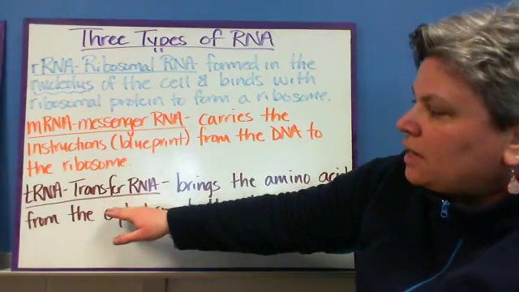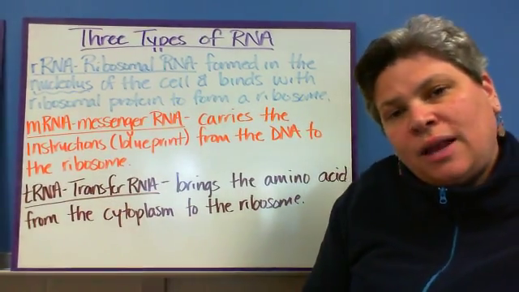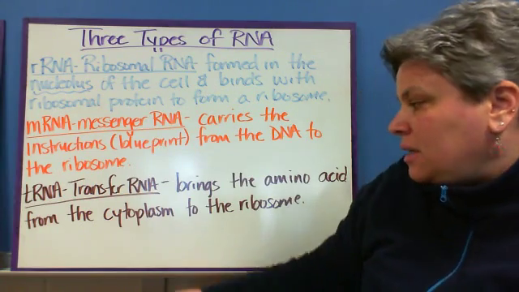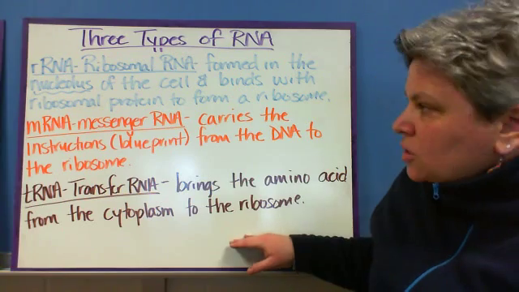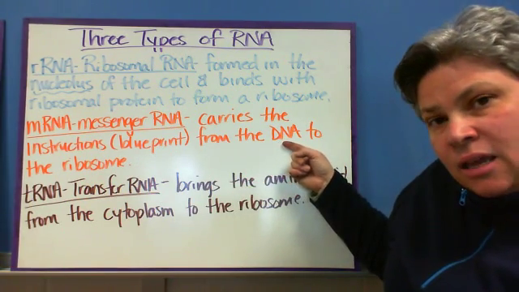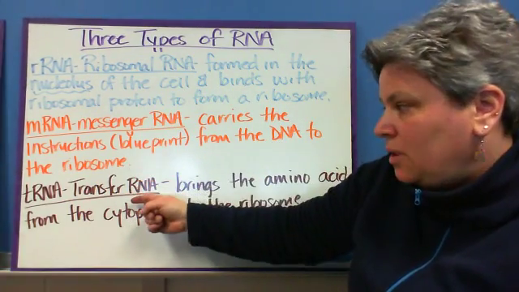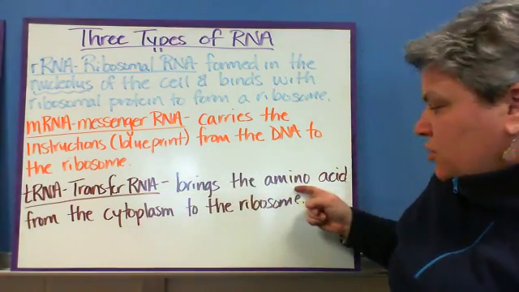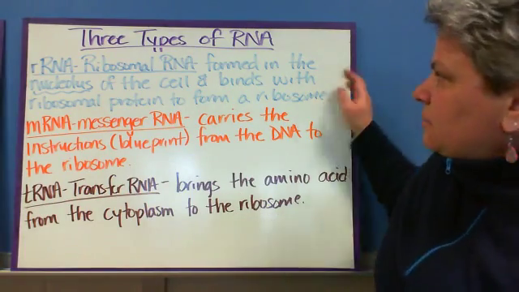And then I have transfer RNA, or tRNA, that's going to bring the amino acid, or transfer the amino acid, from the cytoplasm to the ribosome. So you can see here, hopefully, that we're trying to go from DNA to a protein that's being made in the ribosome. And the transfer RNA is transferring those amino acids in for us.